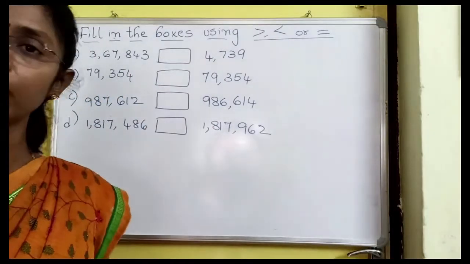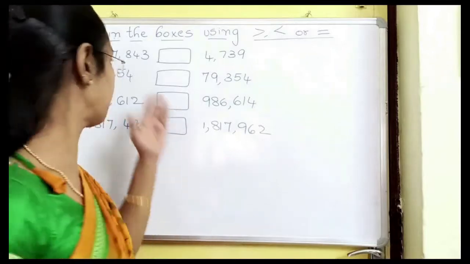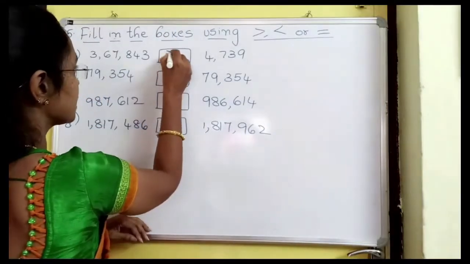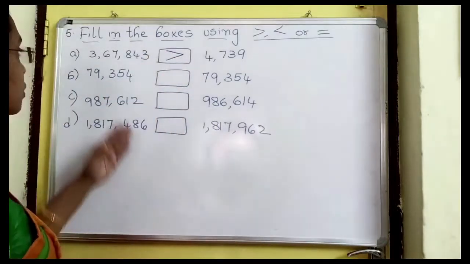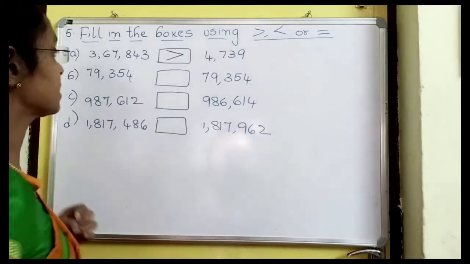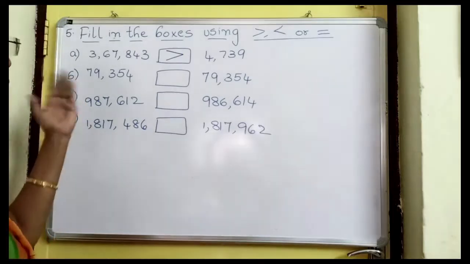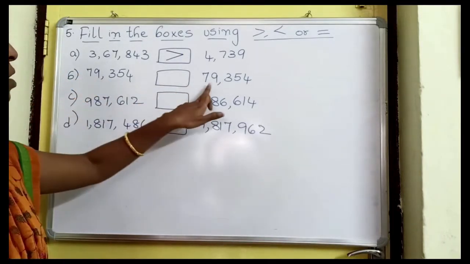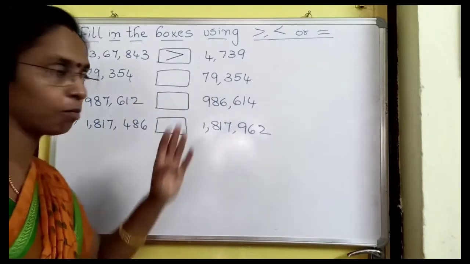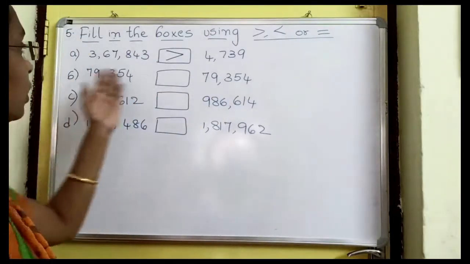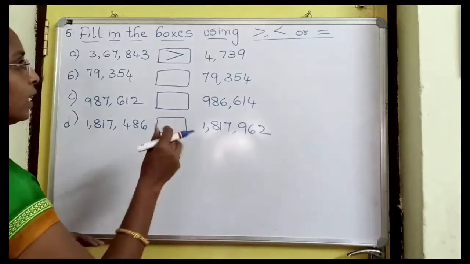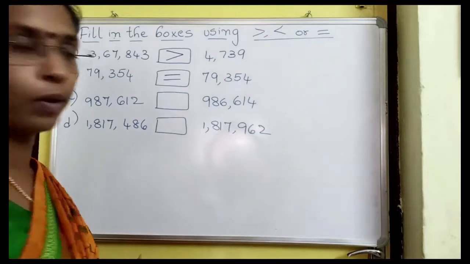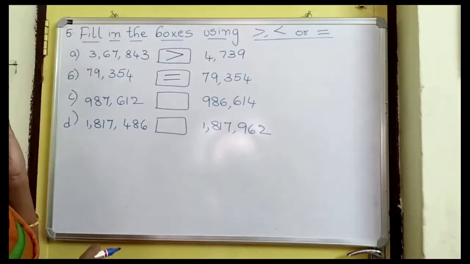The number having more digits, that is the number having 6 digits, will be the greater number. So you will place the greater than symbol there. Now see here, next one, count the number of digits: 1, 2, 3, 4, 5. Here also you have 5 digits. Both have 5 digits and both numbers are the same. When both numbers are the same, you will place equal to. Okay children, equal to.